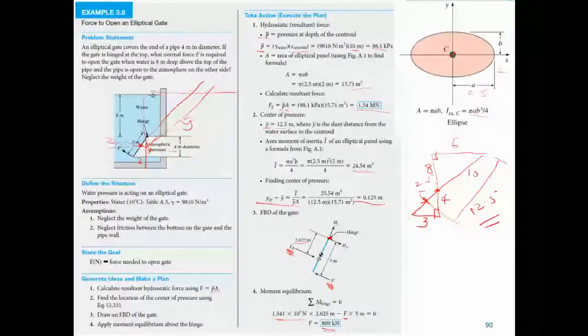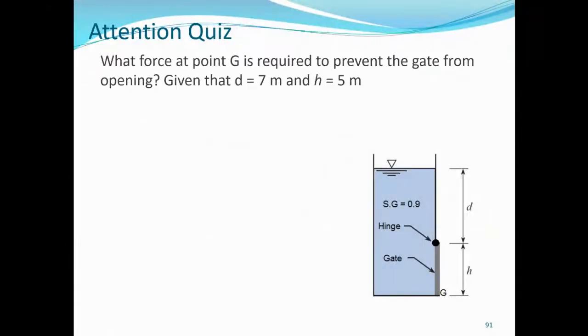Any question on this? It's a very interesting example as well. Now this is another attention quiz, which is asking what force at point G is required to prevent the gate from opening, given that D equals 7 and H equals 5. You should try to solve all these attention quizzes yourself, because they will demonstrate whether you truly understood the example I solved in the class or not.